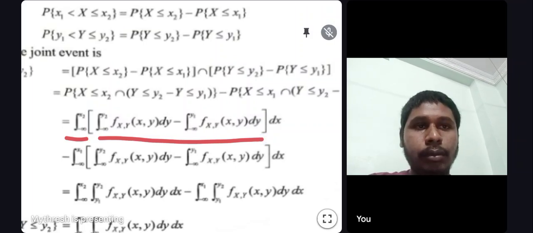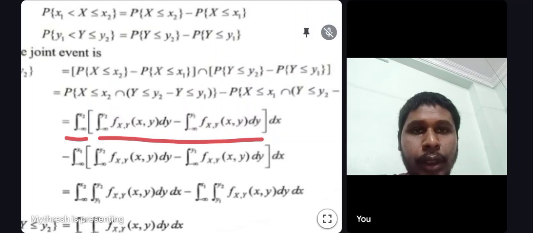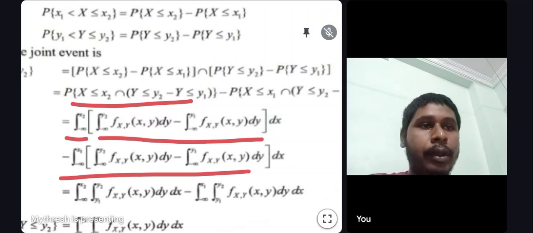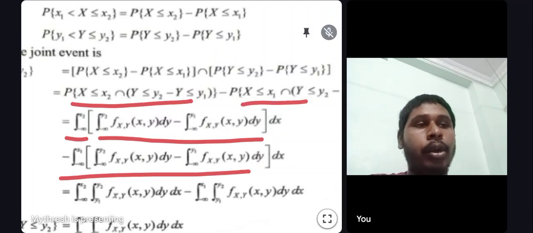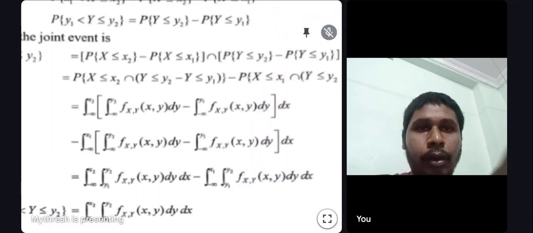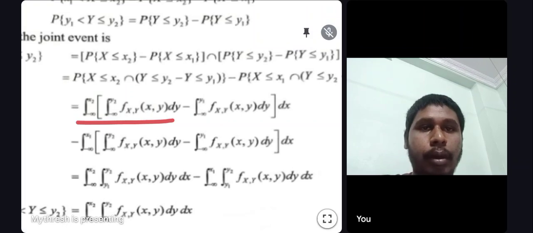After the whole integral, we go to the next step, the same for the minus part of x2 like this. Here we will do it once with x2 and once with x1. So we will apply all the integrals from minus infinity to x1 and to x2. The next step is the inner calculations. If we do this, it will be the integral from minus infinity to x2 and minus infinity to y2 of f_XY(x, y) dx dy, minus this.